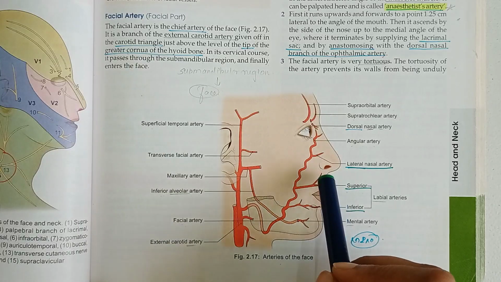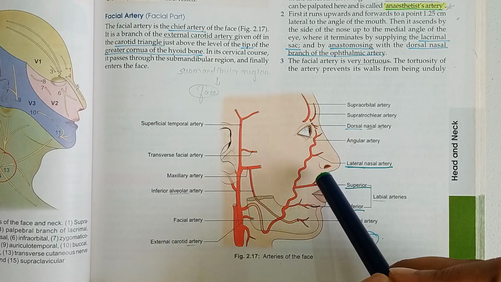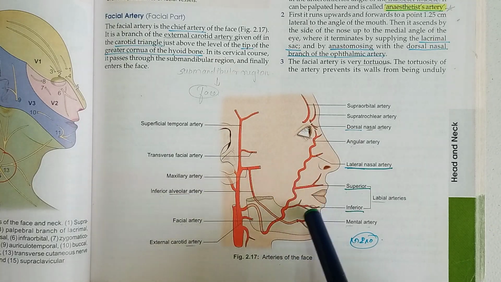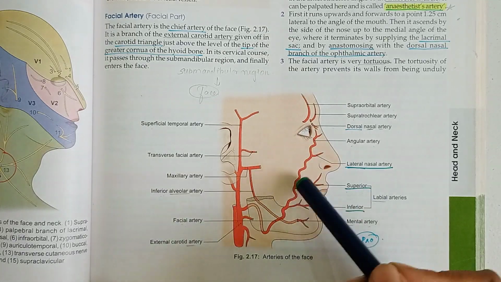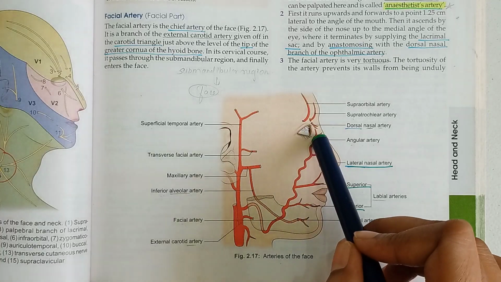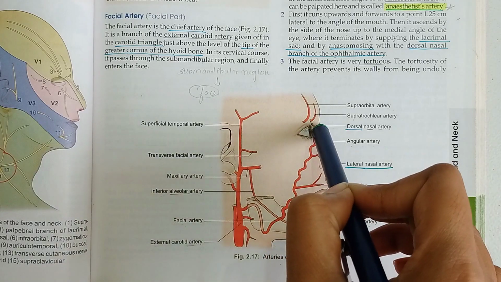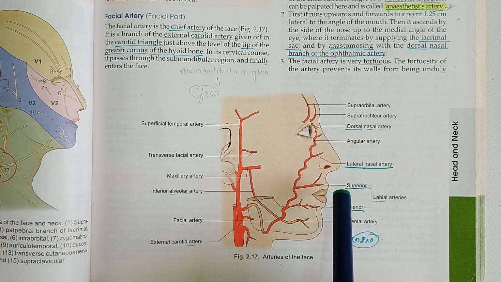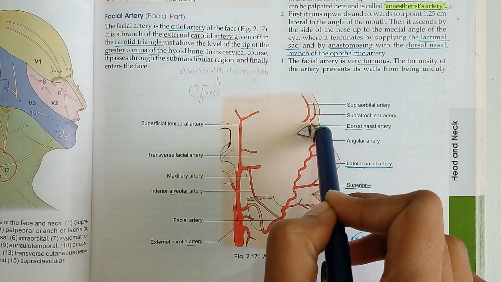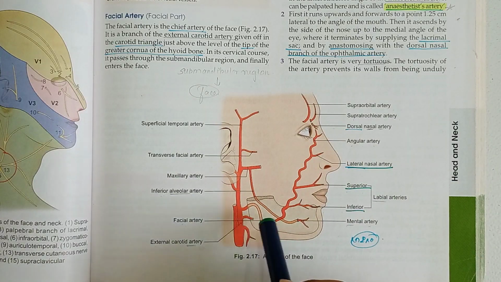So let us see its termination. It has a tortuous course because we have a lot of expression in our faces. During those times, it has to resist those movements, so it has a tortuous course. It turns upwards, forwards, and ends in the angular region. That's why the terminal part of the facial artery is the angular artery, and it has a lot of branches. Let us divide the branches into two regions: one is the cervical part and the other is the facial part. Let us see it a little more clearly.